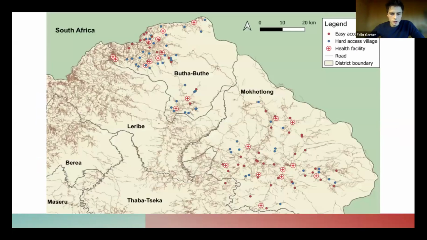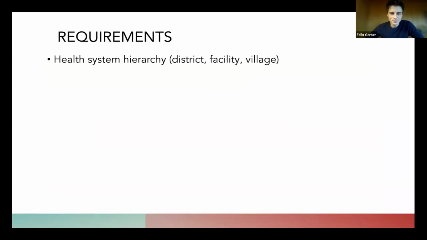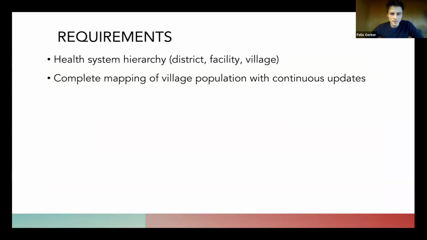Here is just a map. You see the blue and the red dots are our villages across the 2 districts, and we select them randomly among all villages. So they're spread out all over the place.